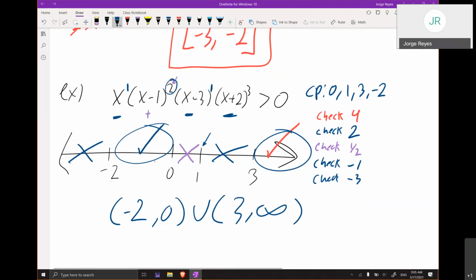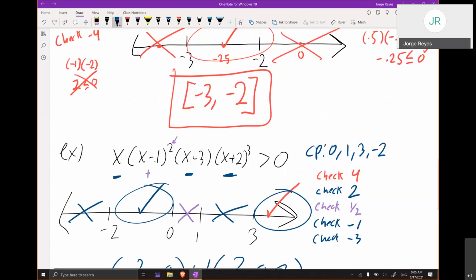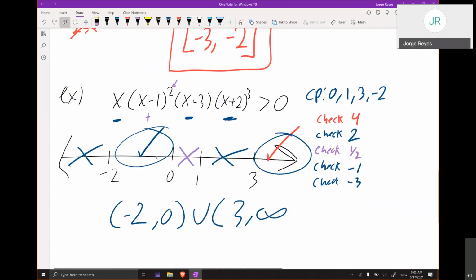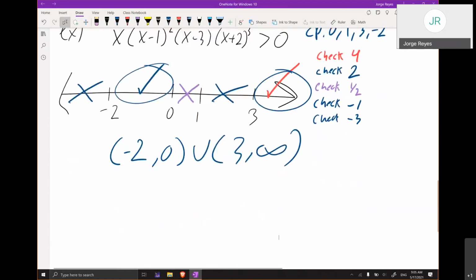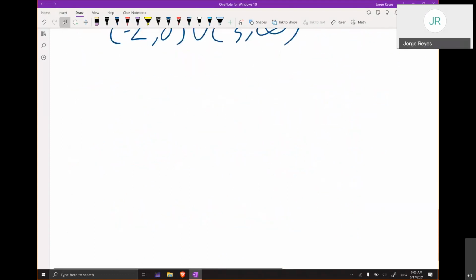That's a very, very fancy trick. So, use at your own caution. But that'll speed you up a lot faster than having to check all of these numbers. Okay. All right. Now we're gonna do something a little more difficult.